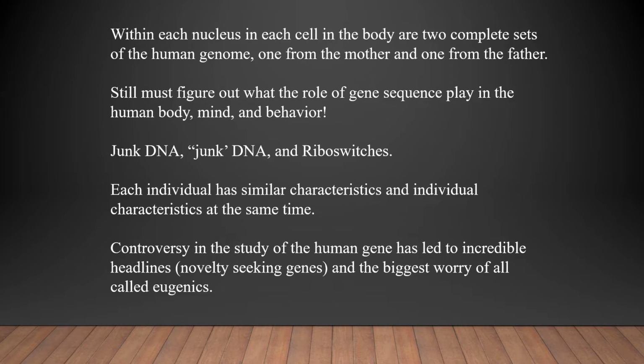It used to be back in the 50s and 60s that they thought there was this thing called junk DNA, just kind of leftover materials, but in fact we're finding out today that that's not true at all. Each individual has characteristics and individual knowledge that are similar but differences, and that these things, as we mentioned earlier, are consistent over time. The controversy is how to study the human gene, and it's led to some incredibly complicated and controversial methods, probably the worst of all, called eugenics.